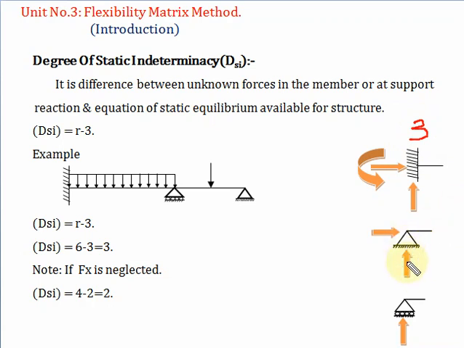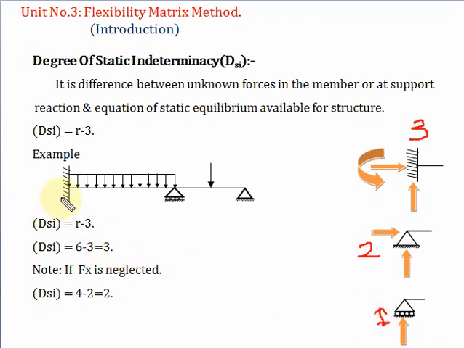Now the next support is the hinge support. For hinge support there are 2 reactions, one in x direction, another in y direction. So the degree of static indeterminacy for hinge support is 2. And for the roller support, there is only one direction, that is in the y direction. So here the degree of static indeterminacy is 1. Okay, so it is 1.